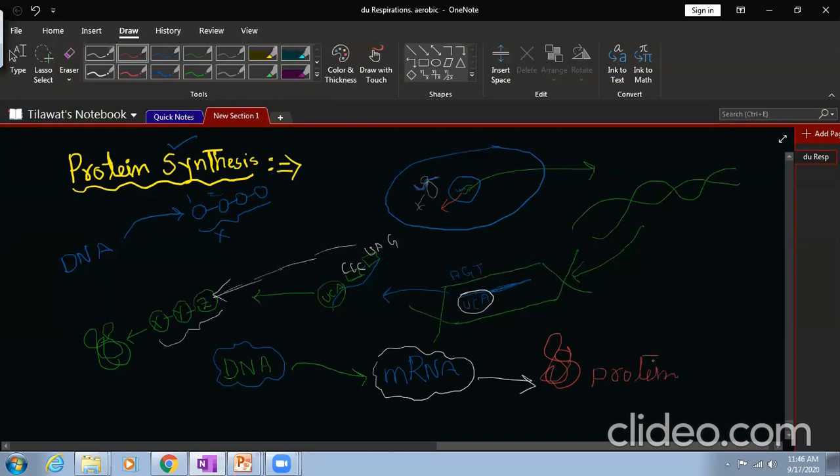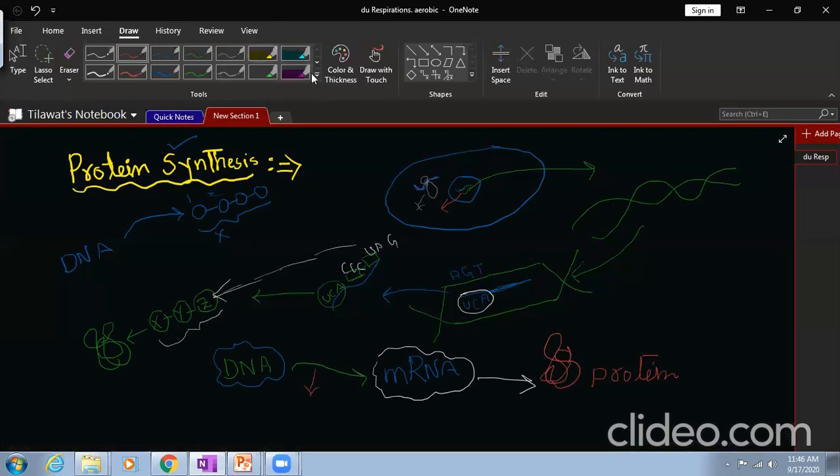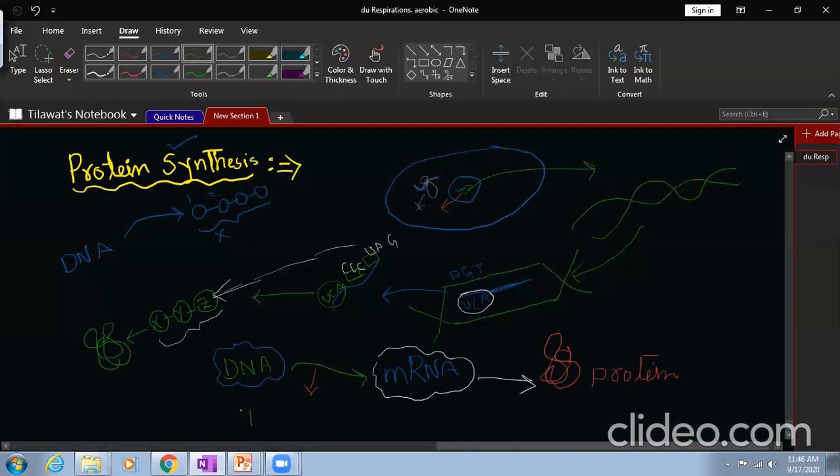Now, you know, this conversion of DNA into messenger RNA is called what? Transcription. It means in protein synthesis, the first step is transcription, in which DNA converts into messenger RNA, while when messenger RNA is converting into protein, that is called what? Translation.